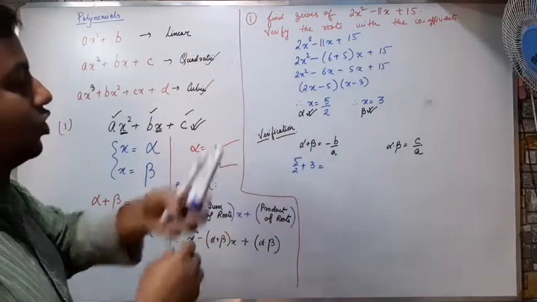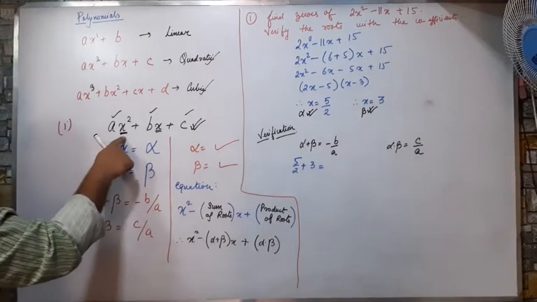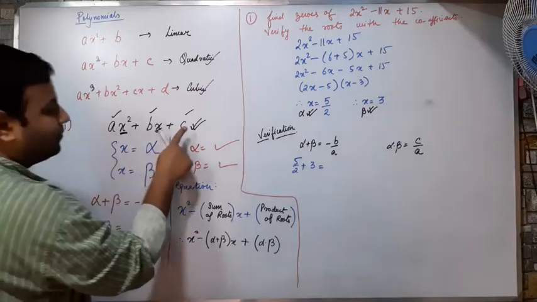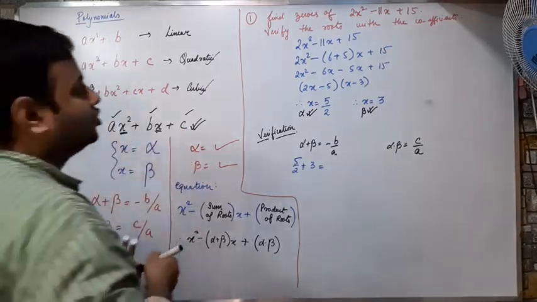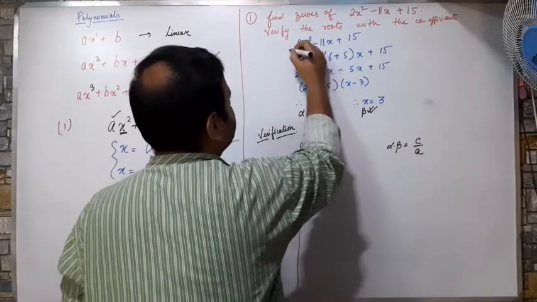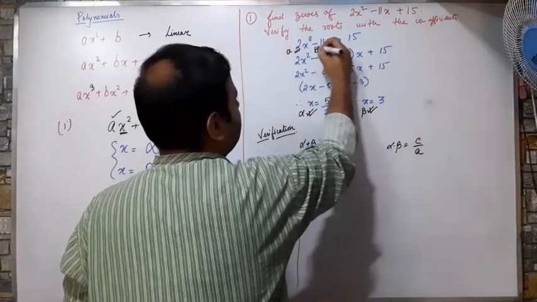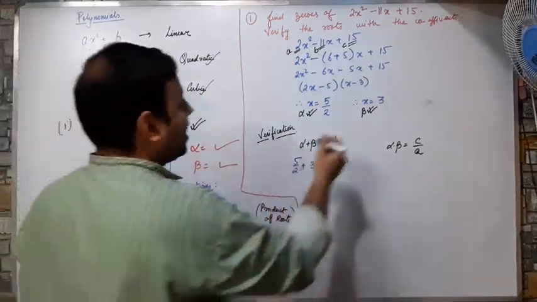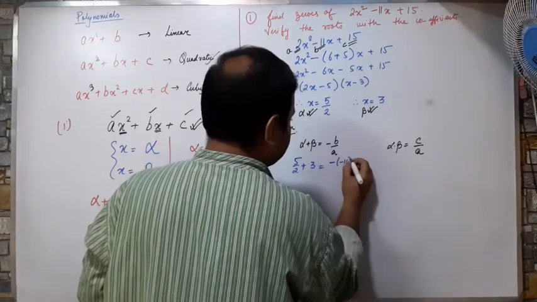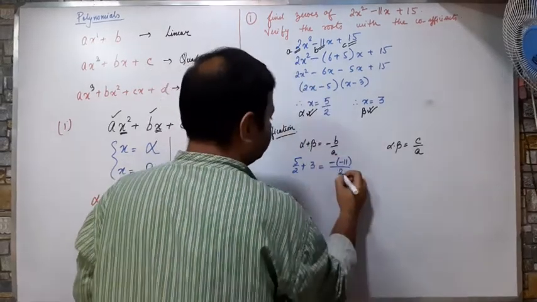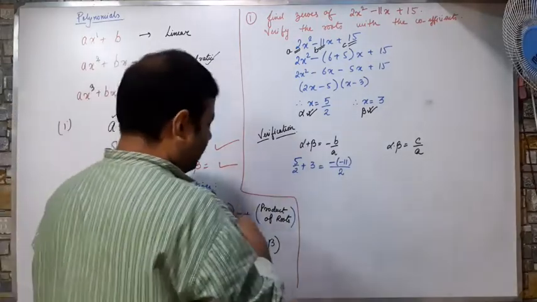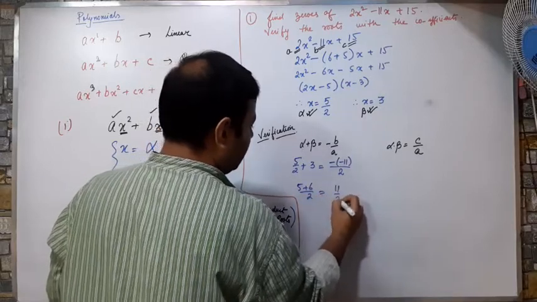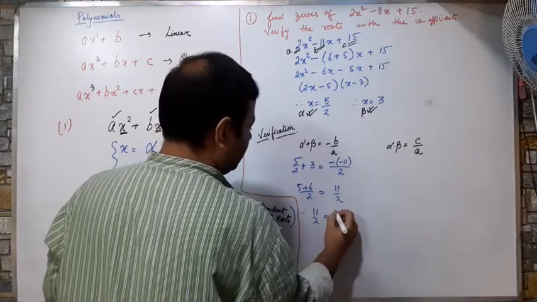What is b here now? So b is given in the question. See what I told, that the coefficient of x square is known as a, coefficient of x is known as b, and the constant term is known as c. So this is the a, this is the b, and this is the c. Correct? Now substitute the values. Minus b by a, I will get minus of minus 11 by a. What is the value of a? A is 2. Now perform the LCM. I am getting 5 plus 6 by 2 equals 11 by 2. So 11 by 2 equals 11 by 2.